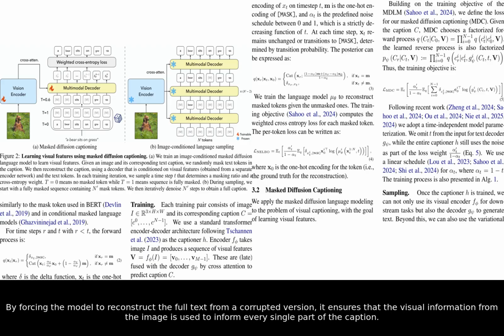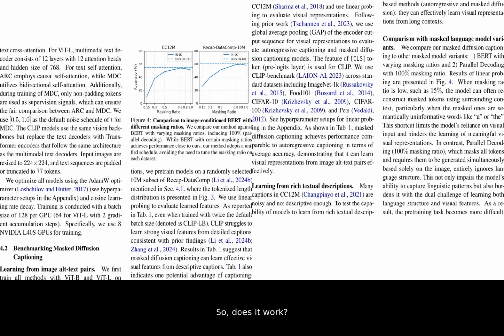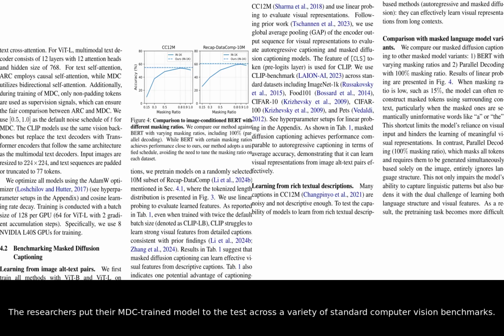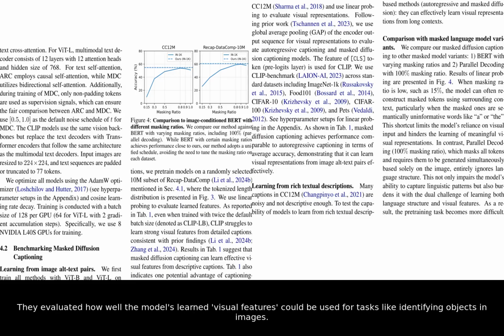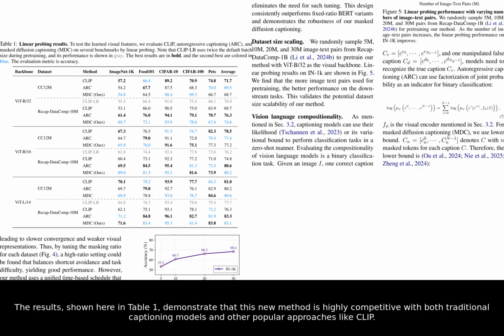By forcing the model to reconstruct the full text from a corrupted version, it ensures that the visual information from the image is used to inform every single part of the caption. So, does it work? The researchers put their MDC-trained model to the test across a variety of standard computer vision benchmarks. They evaluated how well the models' learned visual features could be used for tasks like identifying objects in images. The results, shown here in Table 1, demonstrate that this new method is highly competitive with both traditional captioning models and other popular approaches like CLIP.